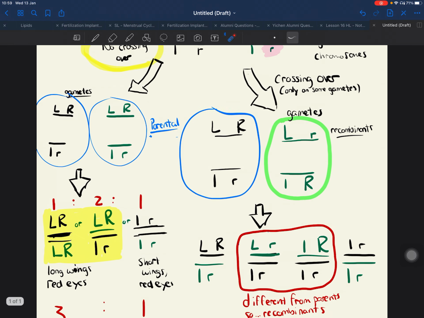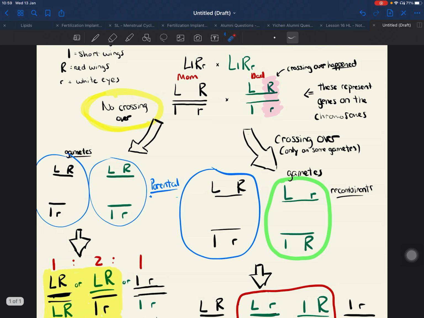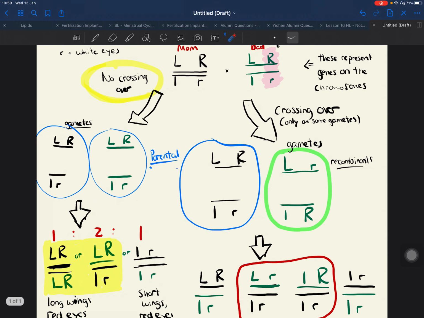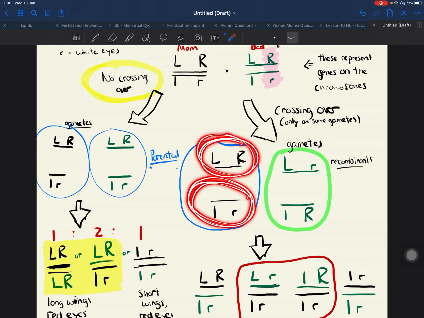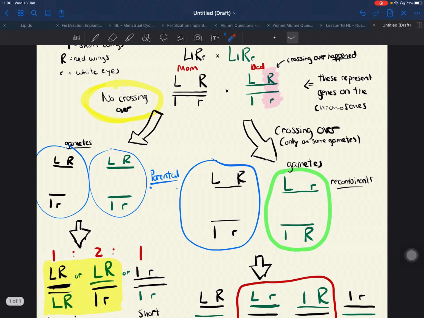Now, crossing over will occur on some of these about 10% of the time. So in my particular example, this is where crossing over occurred. The big R and the little r switched places. So what we end up with is parental combinations here, and those look like the parents, so that's why I circled them in blue. And we get our recombinants: big L, little r, and little l, big R.